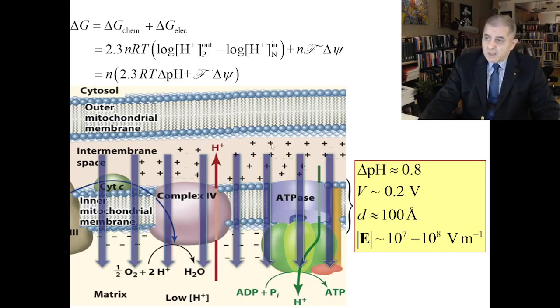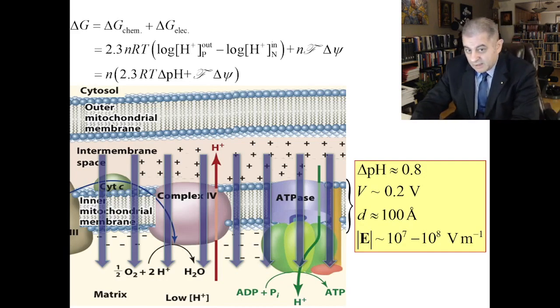To give some numbers, typical delta pH is about 0.8 to 0.9 pH units. The voltage difference is approximately 180 to 300 millivolts, so 0.2 volts, let's say in round numbers. The distance is 100 angstroms, round numbers as well, and hence the electric field here can be anywhere between 10 to the 7 and 10 to the 8 volts per meter, which is very, very strong compared to anything you can achieve in a lab, for example.